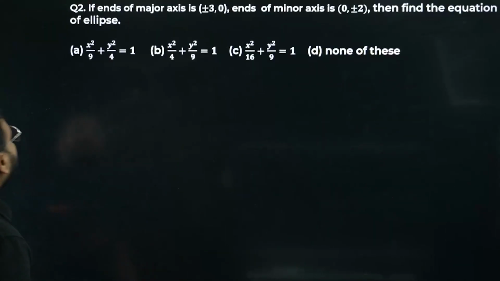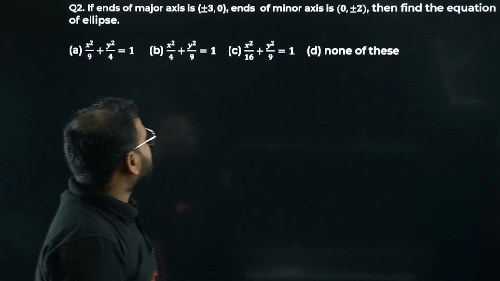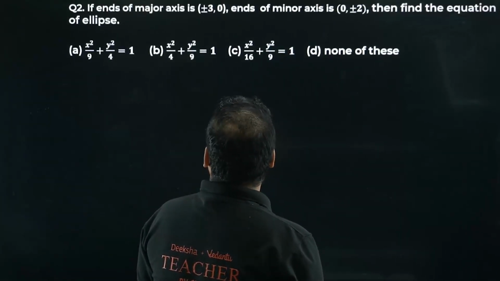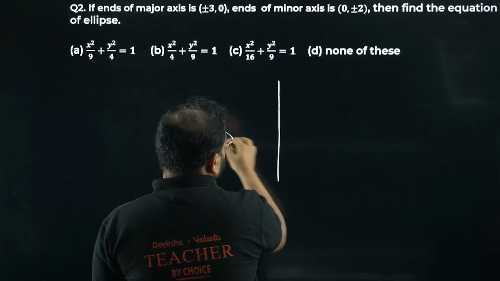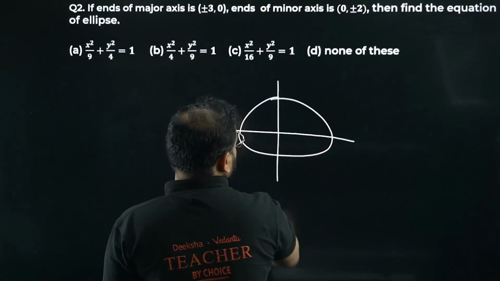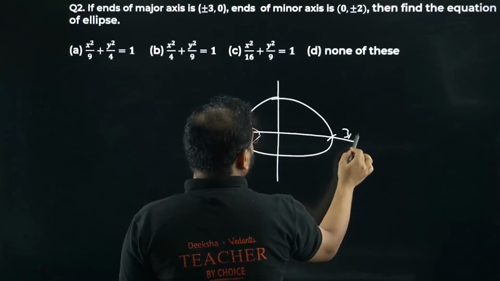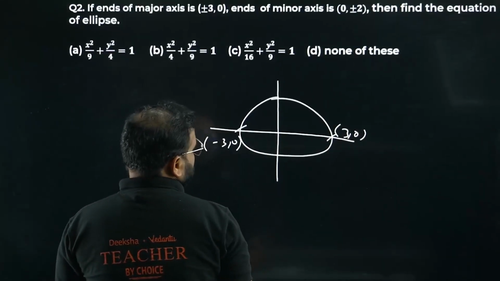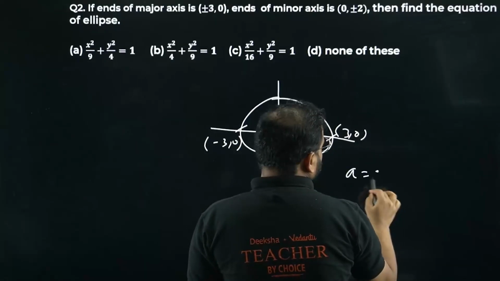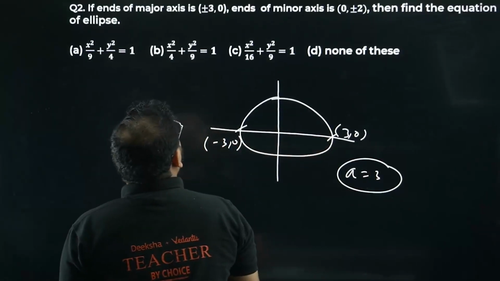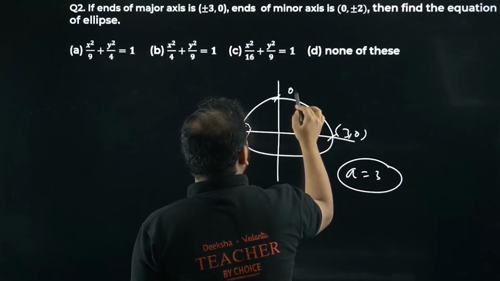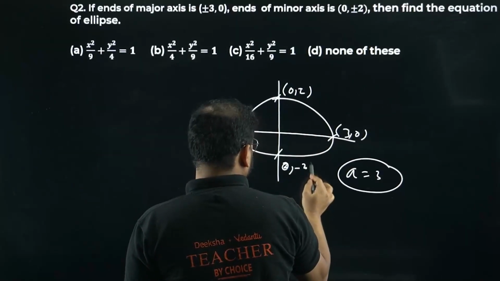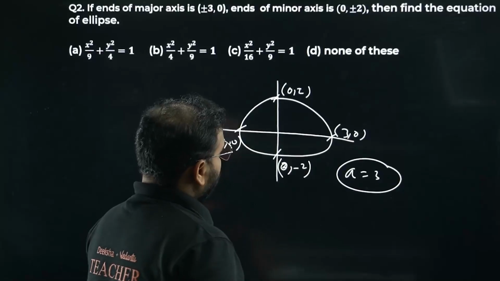Okay. If the ends of the major axis are plus minus (3, 0) for the ellipse, and they're giving the major axis and minor axis, so let's draw this. This is going to be (3, 0) and they've given this as (minus 3, 0). It means my value of a is nothing but 3. And the minor axis is (0, 2) and (0, minus 2). Find the equation of the ellipse.